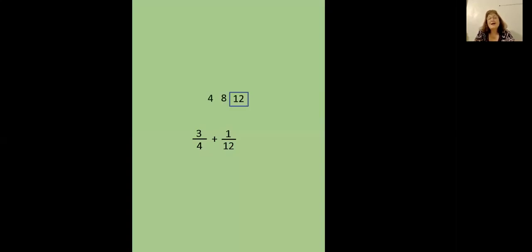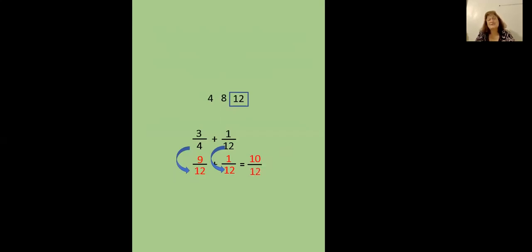On this one, I knew that 12 was the lowest common denominator. Again, because I know my multiplication tables really well, I knew that 4 was actually a factor of 12 because 4 times 3 equals 12. 4 goes into 12 3 times. 3 times 3 is 9. 12 goes into 12 one time. 1 times 1 is 1. 9 plus 1 is 10, and that goes over 12.